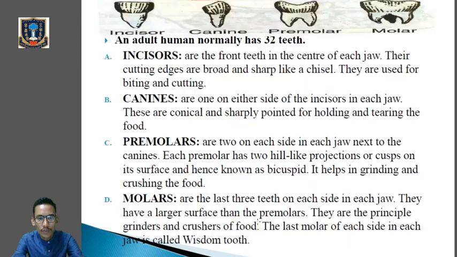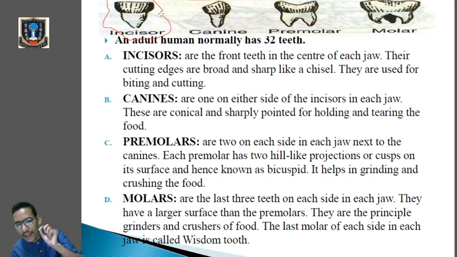Look at the diagram of the incisor teeth. Incisors are the front teeth in the center of each jaw. Their cutting edges are broad and sharp like a chisel. So what is the function of incisors? They are used for biting and cutting.